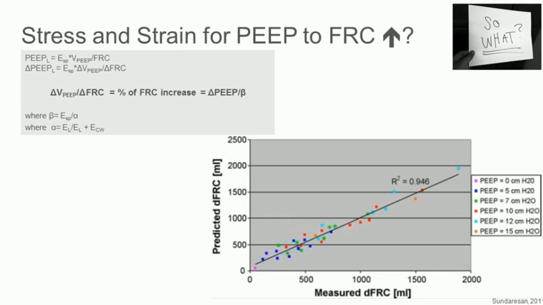And here we can discuss a little bit. But basically, with this kind of assumption, they were able to predict quite relatively well the increase in FRC generated by a certain increase in PEEP.